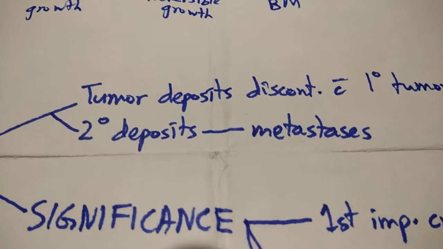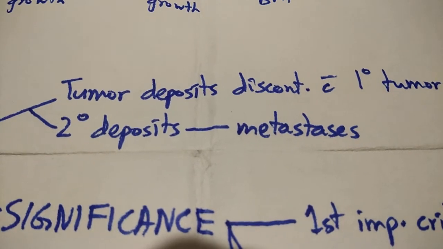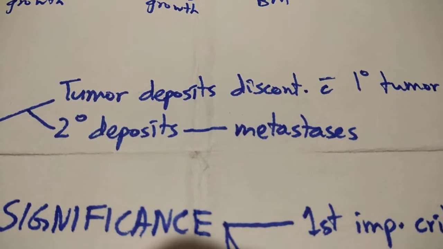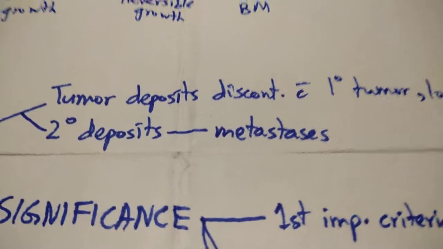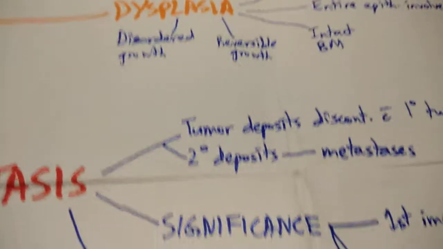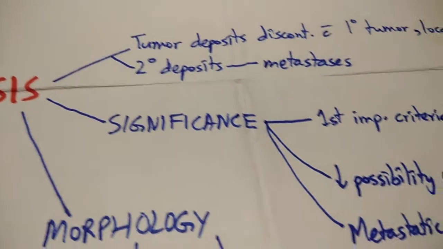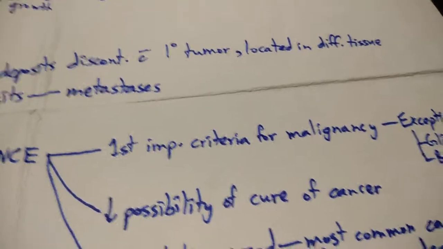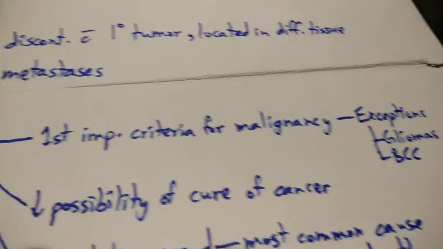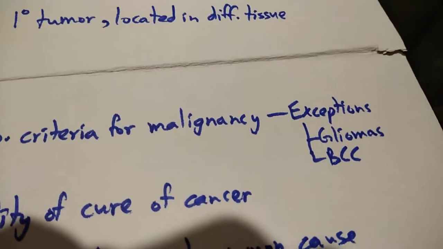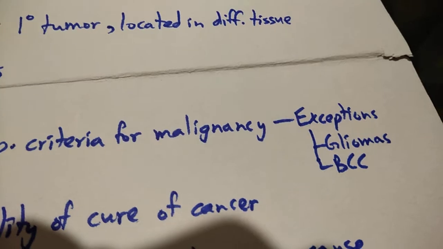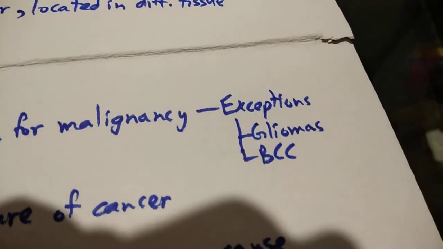And the secondary deposits are known as metastases. That's with an E instead of an I, as you would normally spell metastasis. Alright? Now, what's significance of metastasis? First of all, it's the first important criteria for malignancy. However, there are two exceptions. Gliomas, seen in the central nervous system, and basal cell carcinoma.